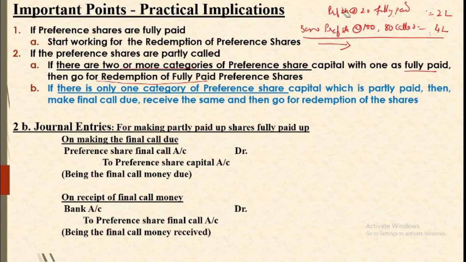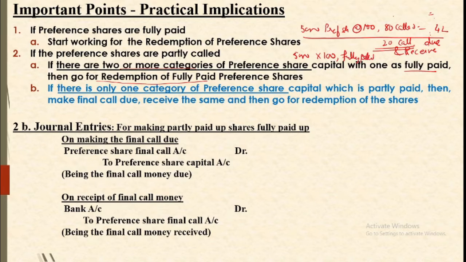But what if in our question we just have one category which is partly paid? When your question says go for the redemption, we'll have to work for the redemption. So this 20 rupees will be made due: make the 20 rupees call due and receive it. Once you make it due and receive it, your shares become fully called and paid. After that your shares will be 5,000 shares of 100 each, fully called, that is 5 lakh rupees. These shares can then be redeemed.